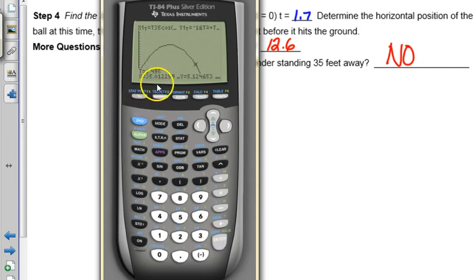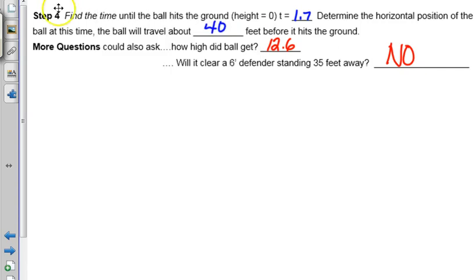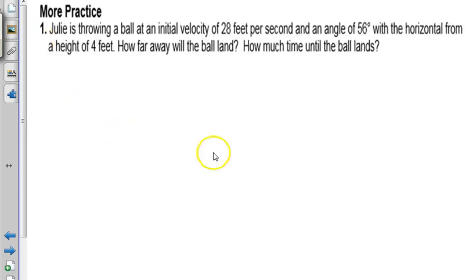There's 35.0 feet away, and it's about 5.1. It was fine without me fiddling around. Okay, more practice.